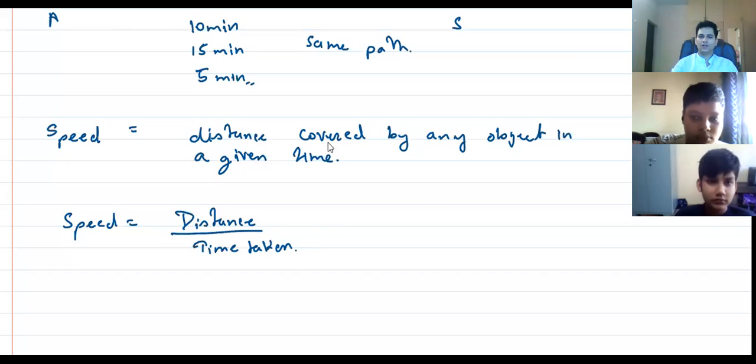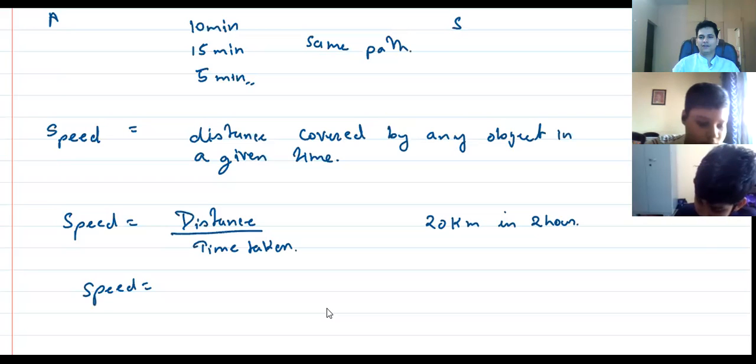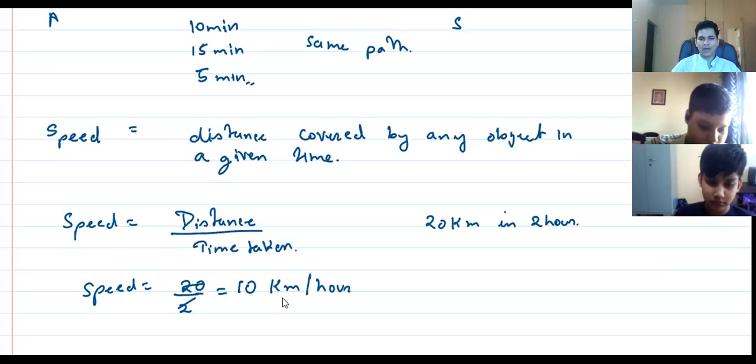No, right? Now suppose I travel 20 kilometers in 2 hours, then tell me, what is my speed? Yes, very good, Akshay. So it is 20 by 2, so I can say 10. But what about the unit? Distance covered was in kilometers, time was in hours. So it is 10 kilometer per hour. Makes sense.